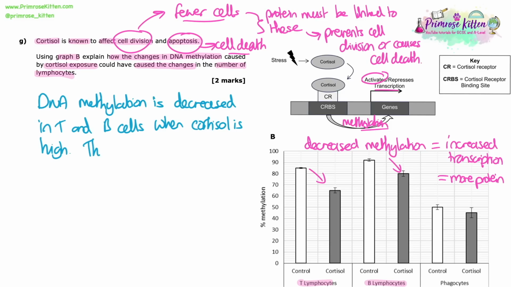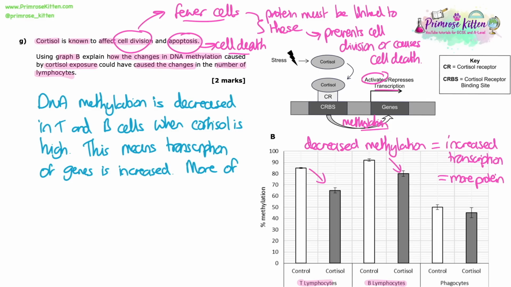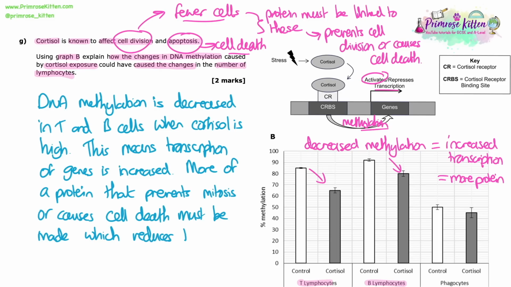So DNA methylation is decreased in T and B cells when cortisol is high. This means transcription of genes is increased or activated. So that's one mark there for describing what I understand is happening with the methylation. More of a protein that prevents mitosis or causes cell death must be made, which reduces the number of T and B cells. So I've written both.